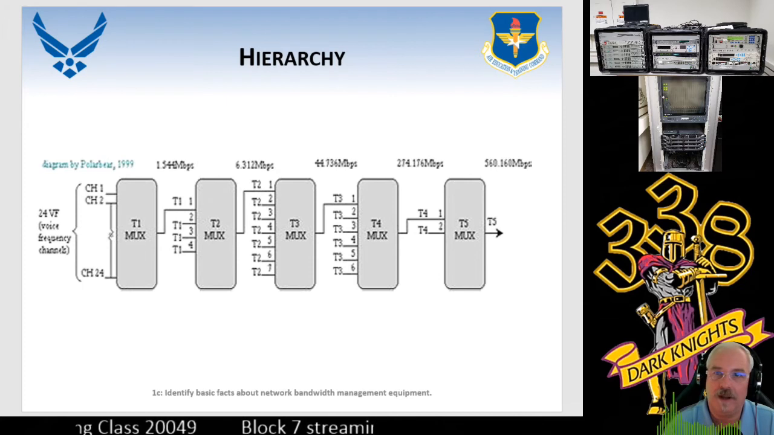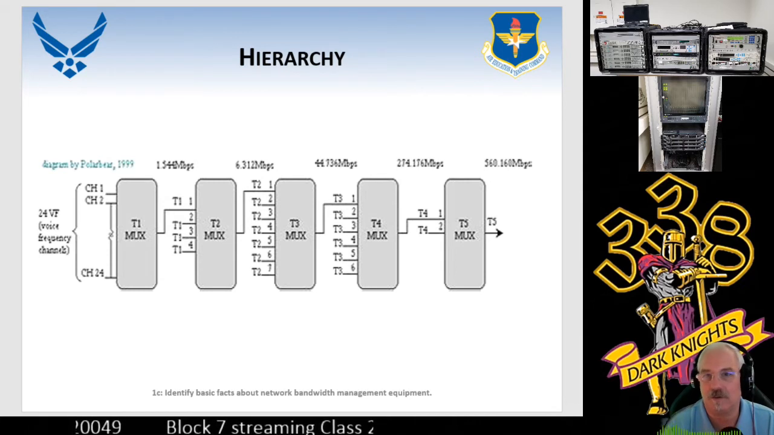For example, if we have one multiplexer, and let's just pretend it's 24 channels, we would need 4 of them to get 6.312 megabits per second, which is 4 combined into another one, just to get a T2 line out to get that bandwidth.